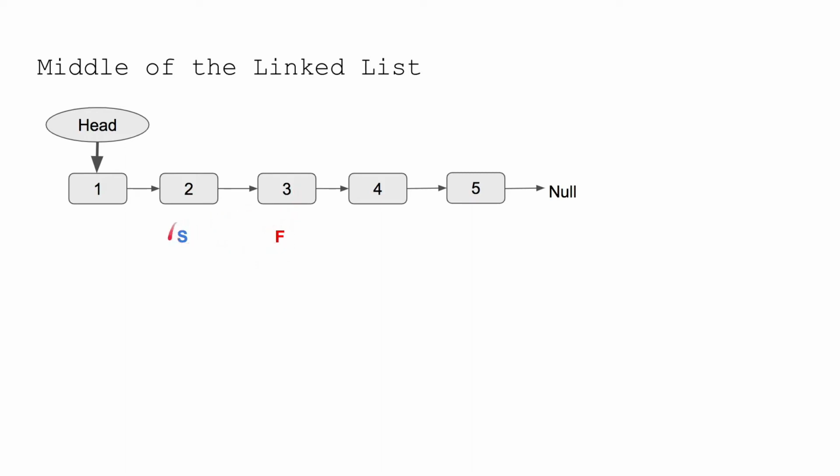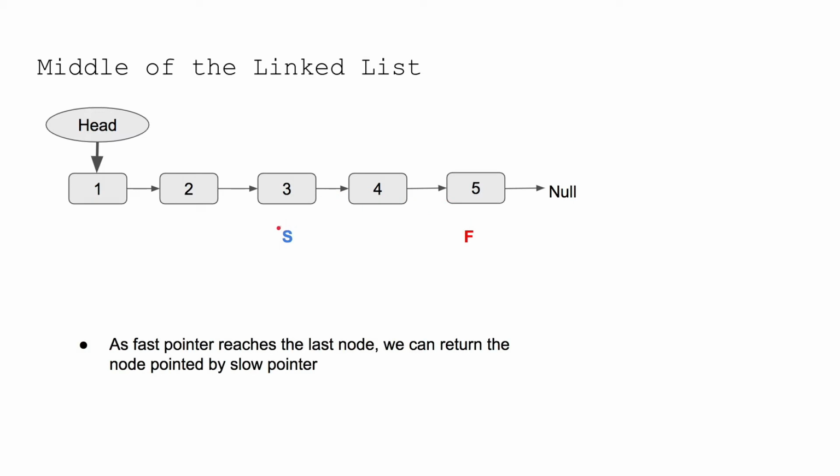Now from here, the slow pointer will go to the node with value 3, and as this is a fast pointer, this will move to the node with the value 5. So at this point, what you can simply check is if your fast pointer is at the last node, then you can simply return the slow pointer. And if you notice, your slow pointer is pointing to the middle node, right?